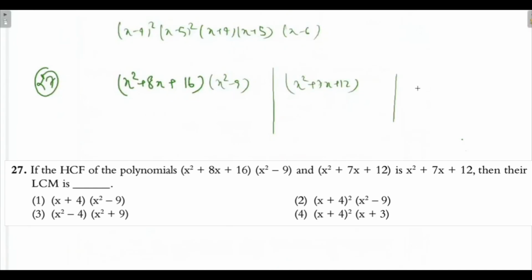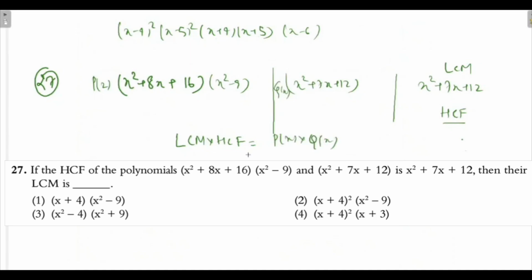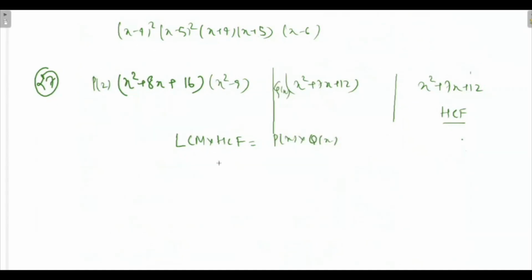LCM of this is given as x square plus 7x plus 10. So this is the LCM. So they are asking what will be the HCF. As we just learned, LCM into HCF is simply the multiplication of these two expressions, px and qx, which will be equal to px into qx. Now as you could see, HCF was this, so HCF is equal to qx itself.